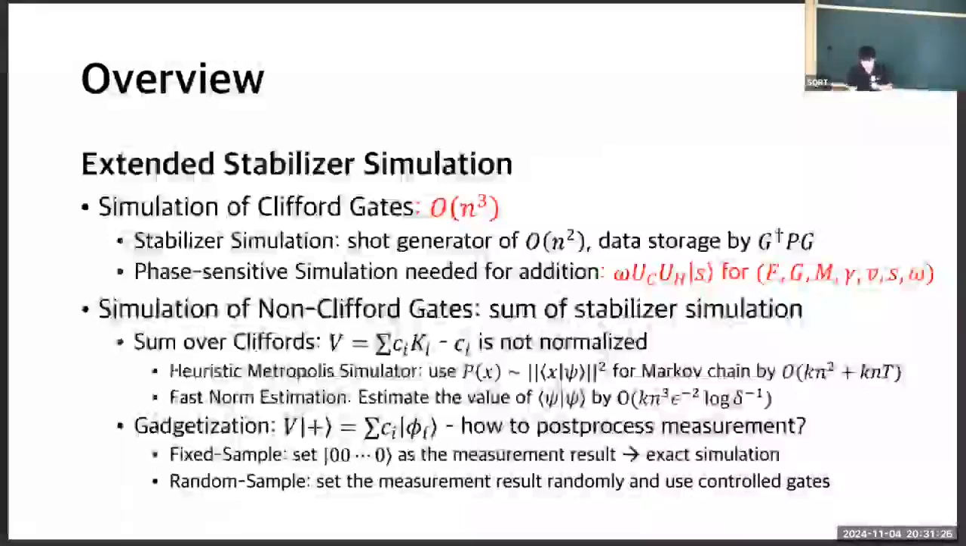And that concludes how the extended stabilizer simulation works, including the sum of Cliffords and gadgetization parts, and the base of them as the phase-sensitive simulations for Clifford gates.